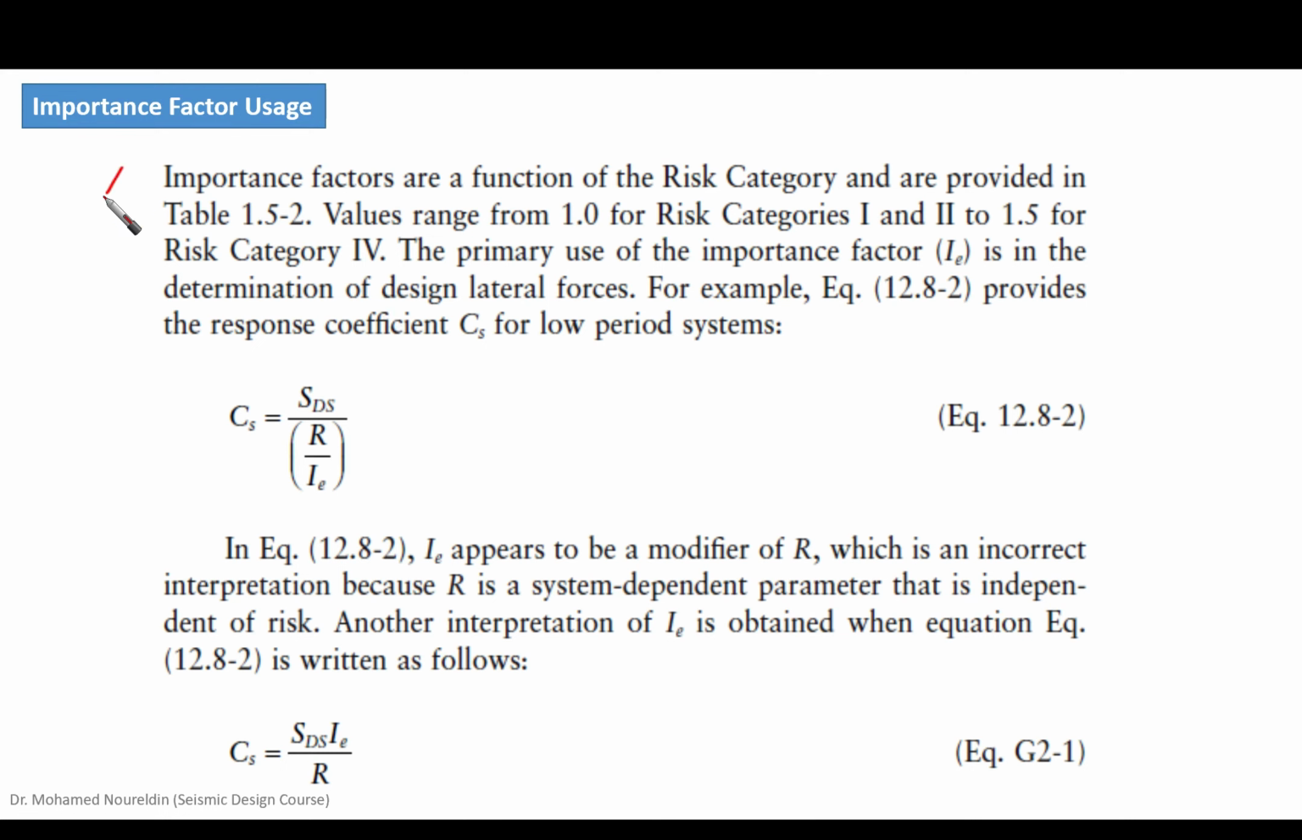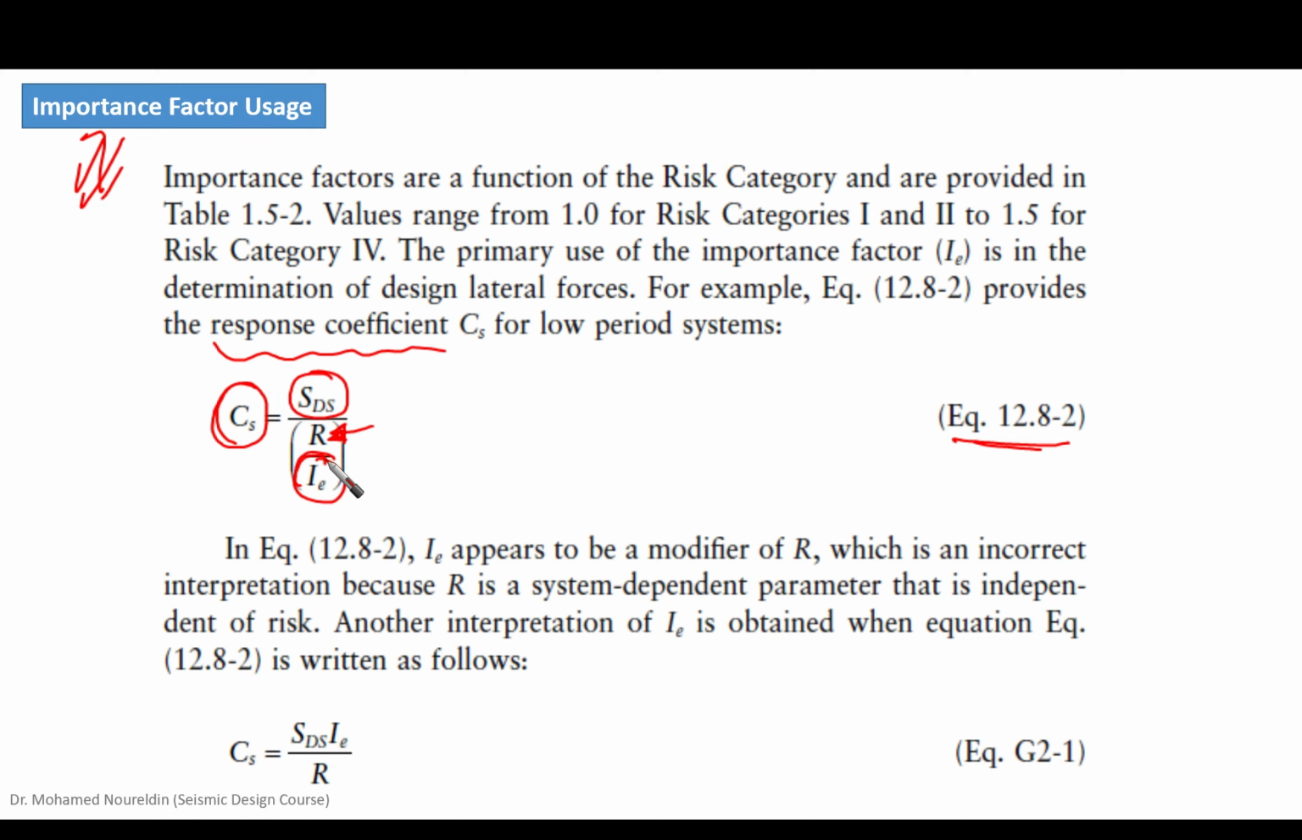Now, the main idea of the importance factor: you're going to find that it is used in Chapter 12 in ASCE, in the response coefficient, CS, which you will find like this: SDS over R over IE. It seems as if we are controlling the response modification factor. Maybe you do not understand now what the response modification factor means. It's not important, but it is a factor that takes into consideration the energy dissipation of the system.